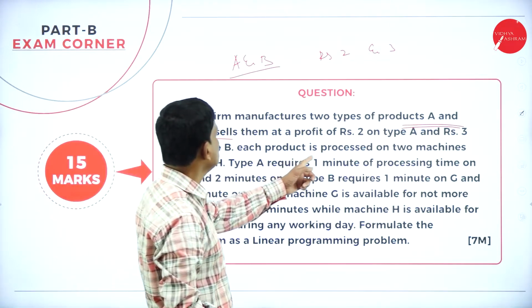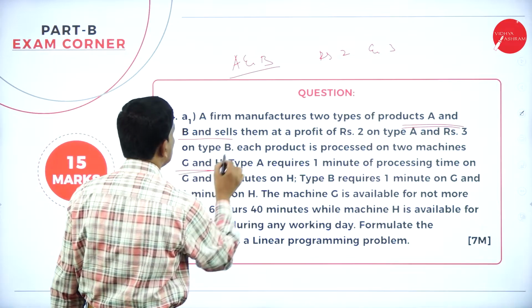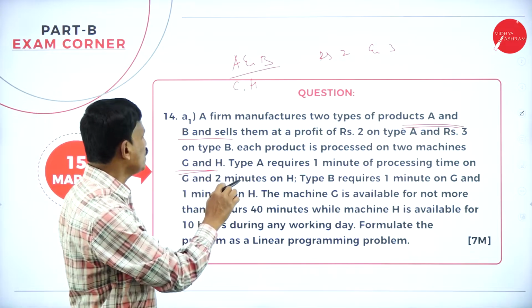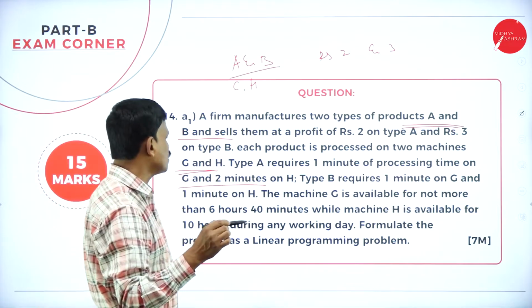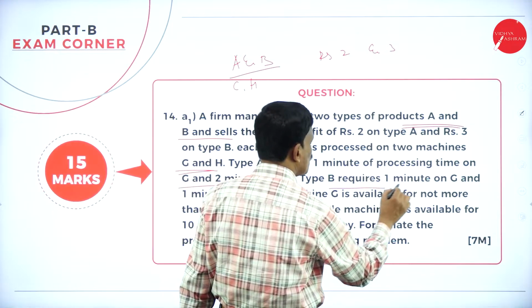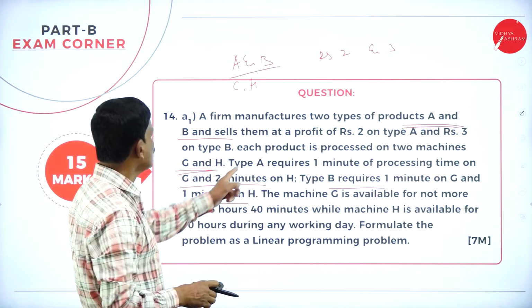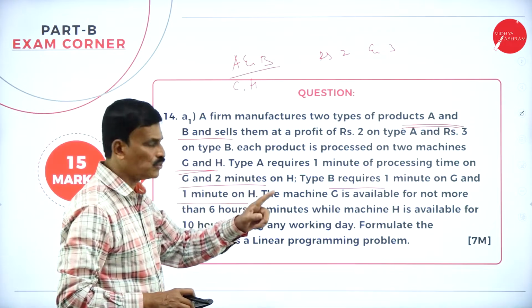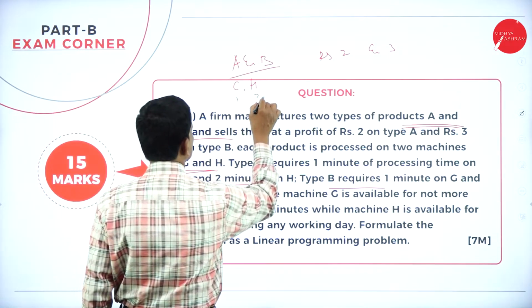Each product is processed on two machines, G and H. There are two types of machines, G and H. Type A requires 1 minute of processing time on G and 2 minutes on H. Type B requires 1 minute on G and 1 minute on H. So the times given are 1 and 2 for A, and 1 and 1 for B.